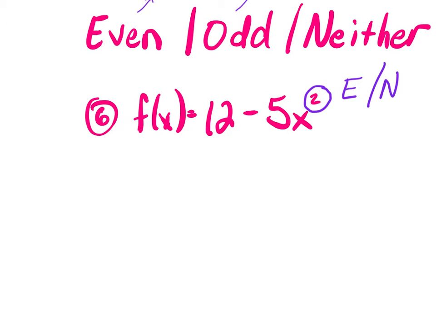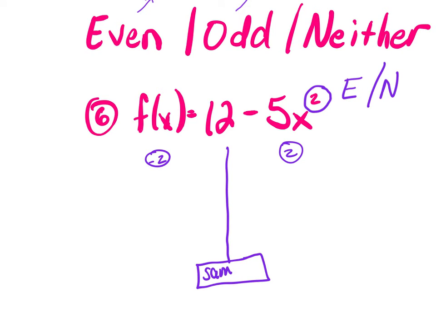Use any number bigger than 1. I'm going to use 2 and negative 2. So I have negative 2, positive 2. If I think this is even, then my number should be the same when I get down here. So I have 12 minus 5 times negative 2 squared. Evaluate parentheses first. Negative 2 squared is 4. So I have 12 minus 20. And 12 minus 20 gives me negative 8.